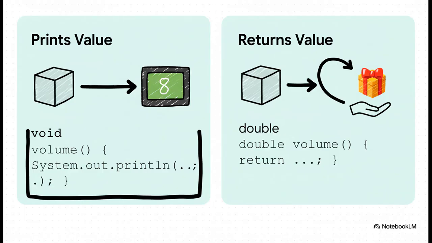So the whole fix comes down to this one change. On the left, that void keyword basically means this method returns nothing. But on the right, we change void to double. That's a promise. The method is now promising to give back a number.